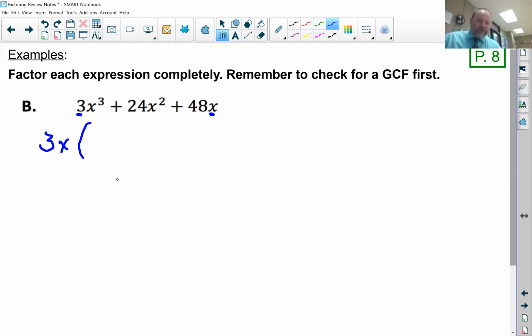When I factor out a greatest common factor, it's basically like I'm dividing. So 3 divided by 3 is 1. I had x cubed. I factored out one of the x's. I'm left with x squared. 24 divided by 3 is 8. I had x squared. I factored out one of the x's. I'm left with x. And 48 divided by 3 is 16. I factored out the x, so I don't have an x in that term.